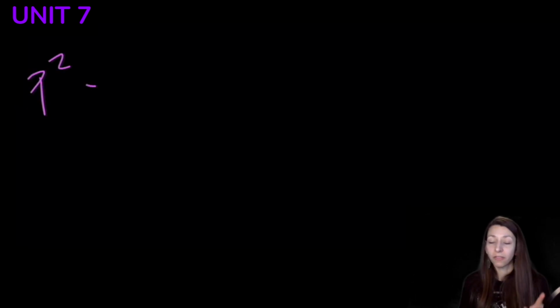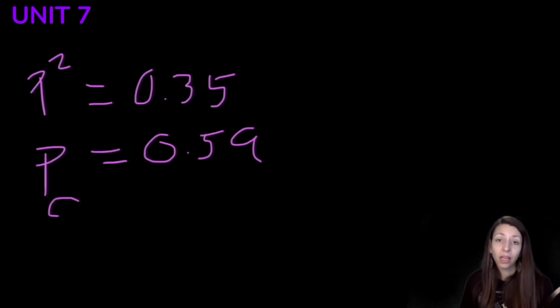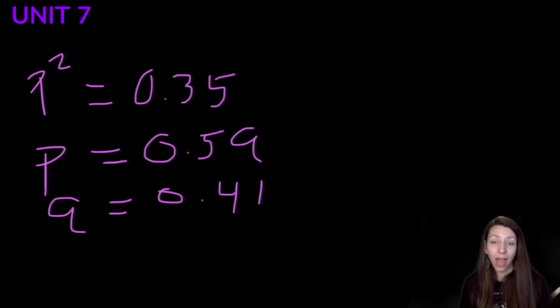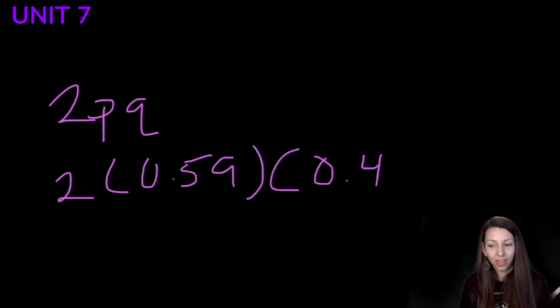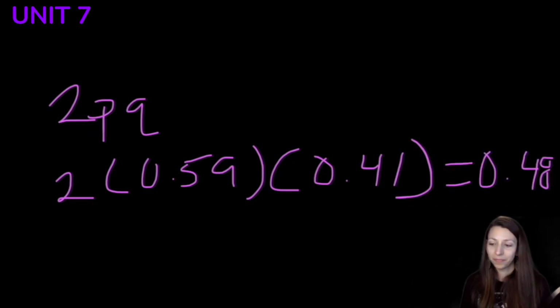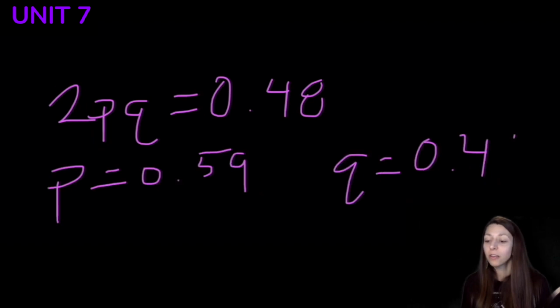You know that the frequency of the big B, big B genotype is P squared. If P squared is 0.35, we can take the square root of that and get 0.59. From there, if we know P, we can easily solve for Q. After we solve for Q, and we're looking for the frequency of the heterozygous rabbits, all we need to do is get 2PQ. So 2 times P times Q. That's 2 times 0.59 times 0.41, which would be about 0.48. The frequency of the big B allele, we already found, that's 0.59. The frequency of the little b allele is 0.41.